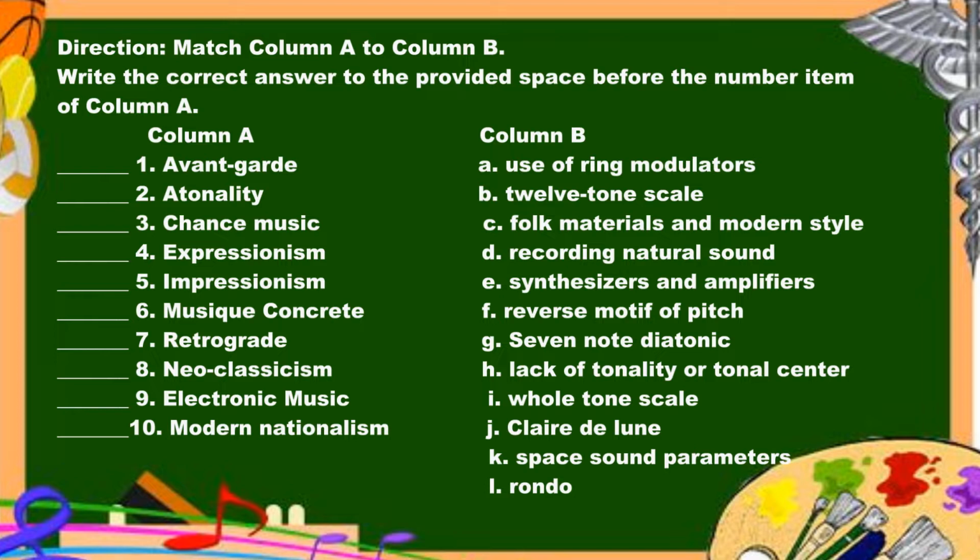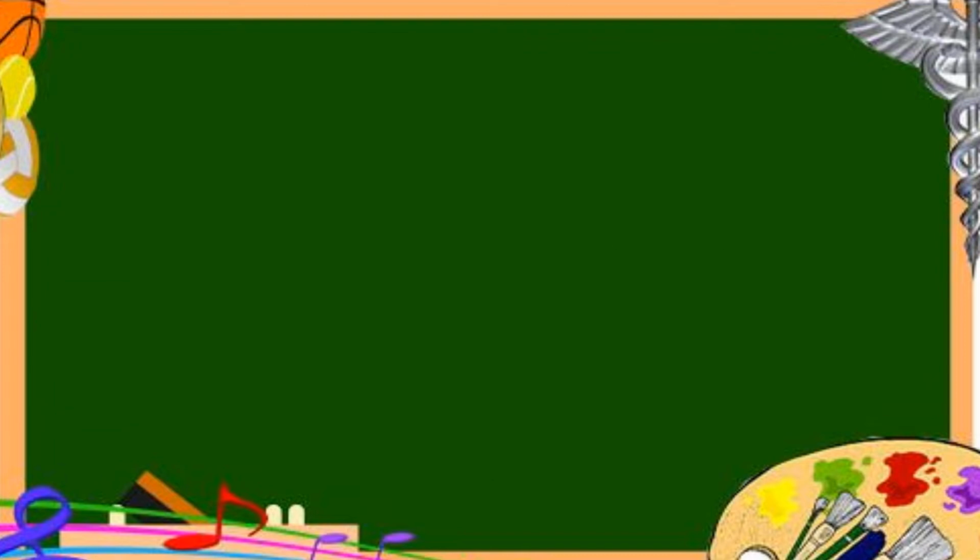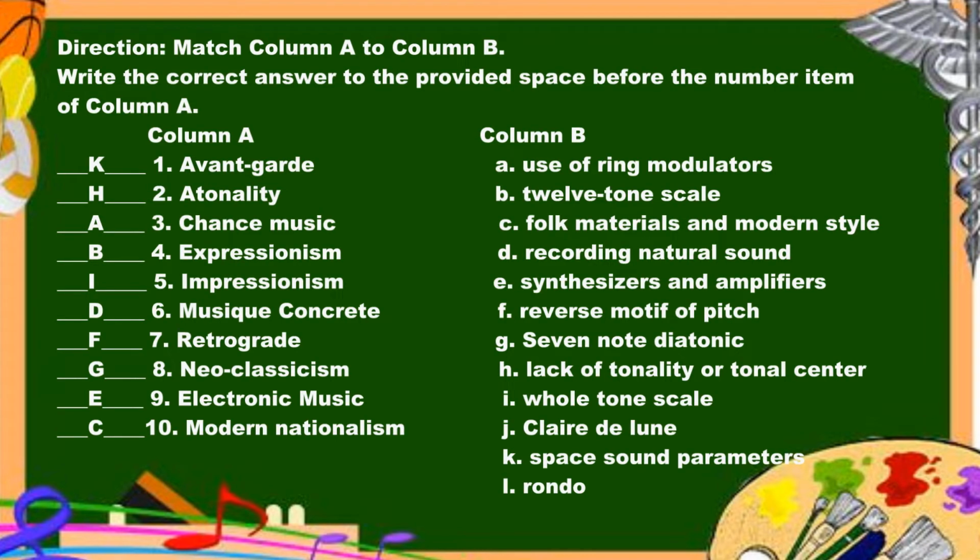Before we begin our lesson, let us try to answer this activity. Direction: Match column A to column B. Write the correct answer in the space provided before the number of each item in column A. Let us reveal now the answers to this activity. Number 1, avant-garde, letter K, space sound parameter.